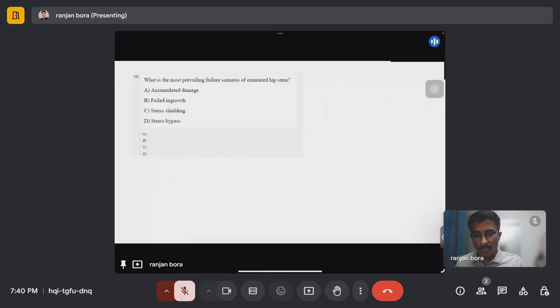Next question, what is the most prevailing failure scenario of cemented hip stem? So the most prevailing failure scenario of cemented hip stem is accumulated damage.